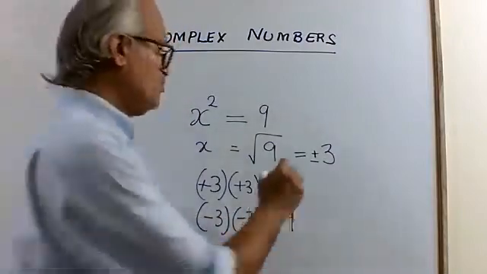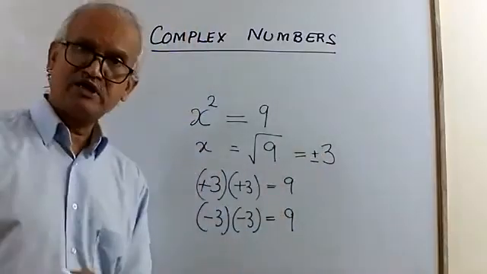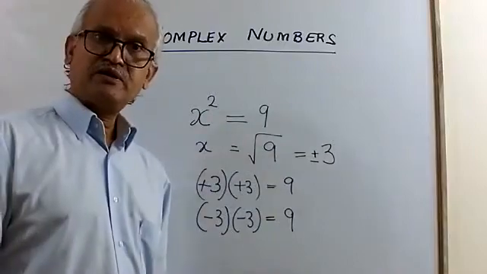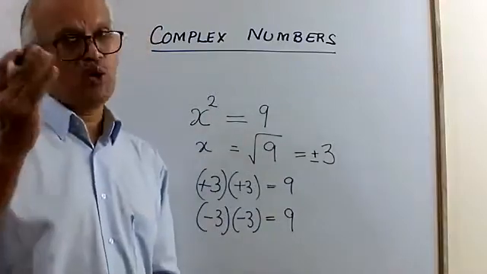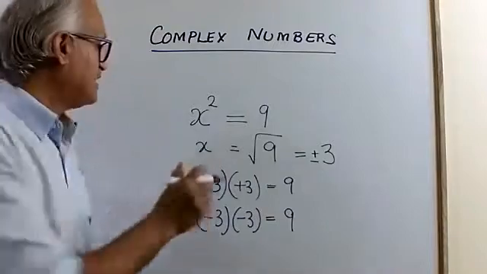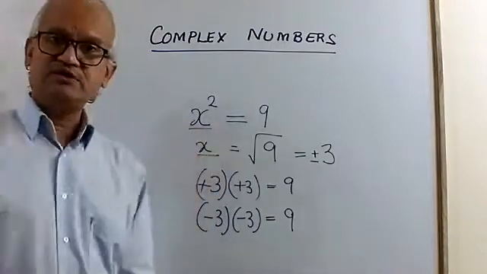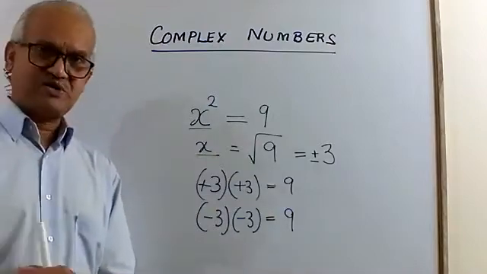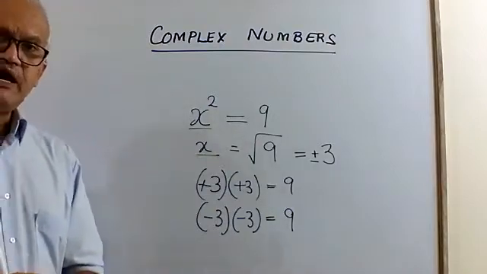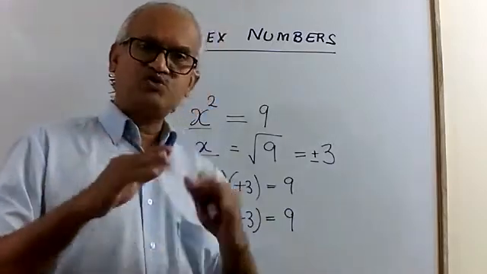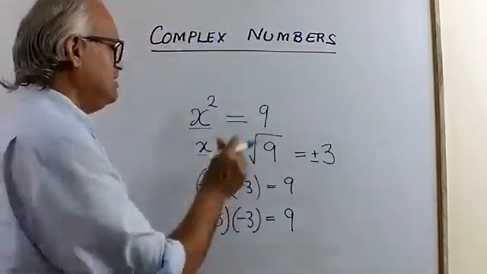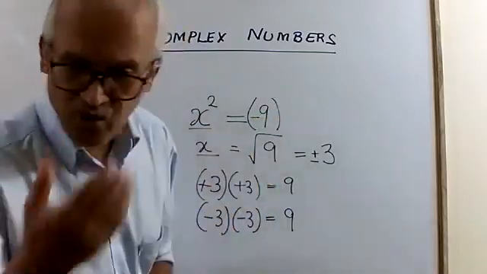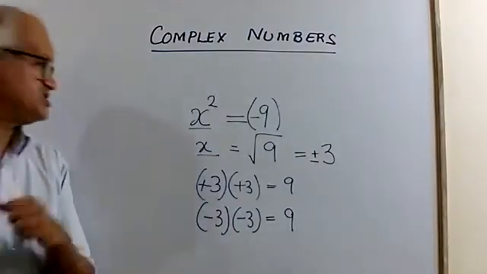And so to be more accurate about our answer, we can say that the value of x should be either plus 3 or minus 3. Both would be correct possible values for the number I have in mind. Now, let me change this question a little, and suppose I say, I have in mind a number which when squared gives me minus 9. Now, how will you answer this question?